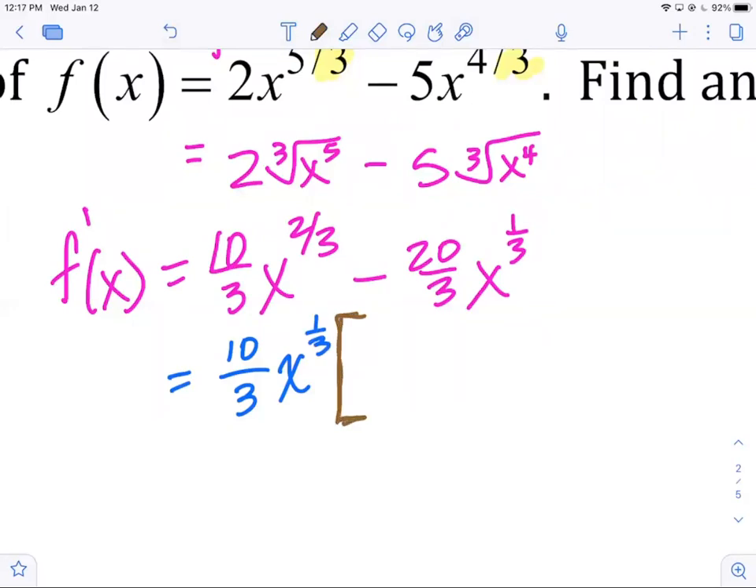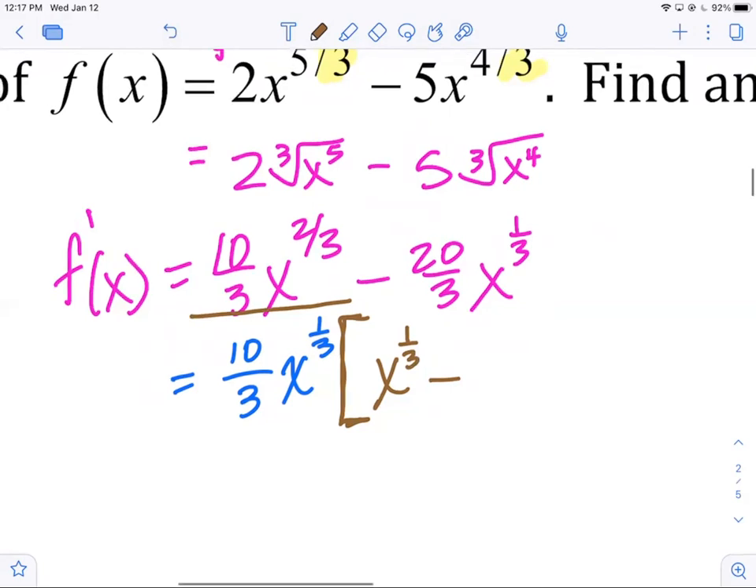All right, so remember we're dividing. You can imagine that there's an imaginary line there, right? Don't imagine there's a real line there. Imagine there's an imaginary line. 10/3 divided by 10/3 is 1. What's x to the 2/3 divided by x to the 1/3? It's x to the 2/3 minus 1/3, which is 1/3. Yeah, it's 1/3. And then minus the next one, when we divide it out, we're left with the 2. Okay, so that's what we're left with.